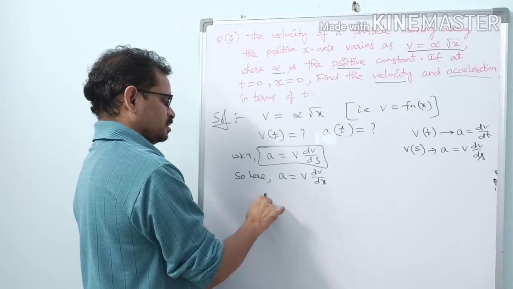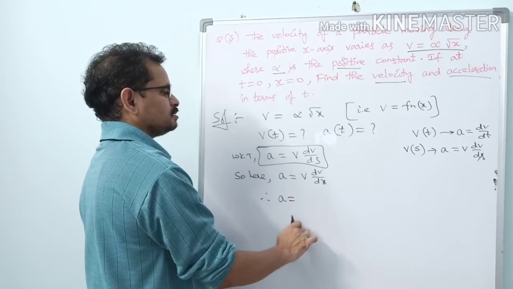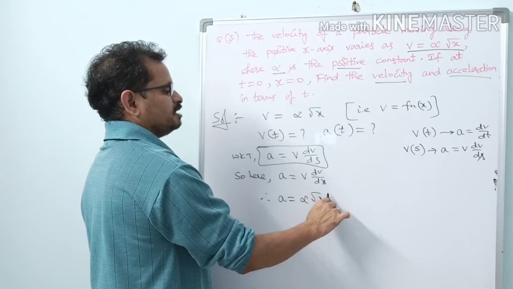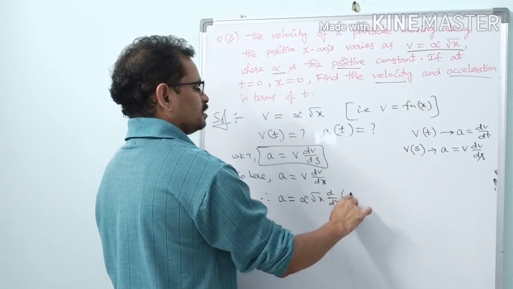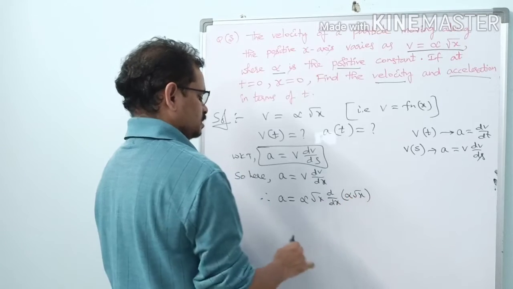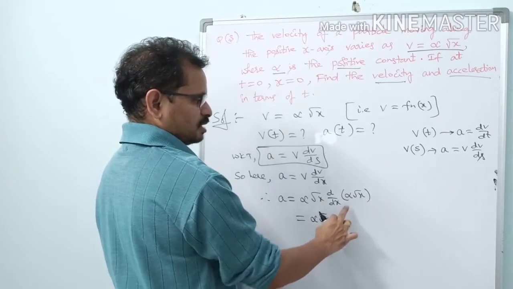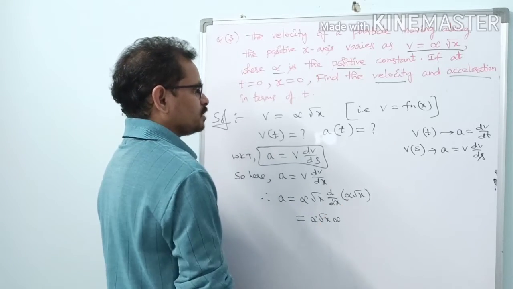So therefore a equal to, what is v here? v is alpha root x. What is dv by dx? So this is equal to d by dx of alpha root x. So this is equal to alpha root x into, what is the derivative of this one? Alpha is constant, take this one outside. What is the derivative of root x?